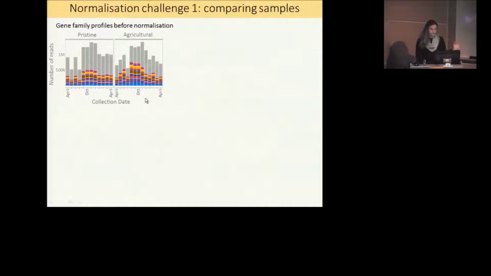This is a plot representing a gene table of abundances as a bar chart. On the left, we have pristine samples, collected from an area that is not impacted by agricultural activity, and each column is one sample across time, sampled monthly over a year. On the right, we have samples that were affected by agricultural activity. The height of each bar represents the number of reads that belong to this sample, and the colors represent reads that were assigned to a gene family. The gray represents reads that were not assigned to a gene family.